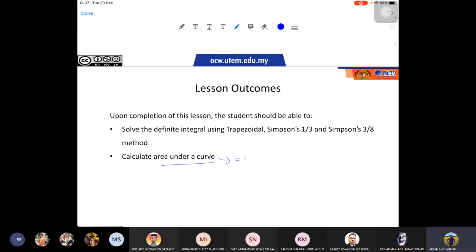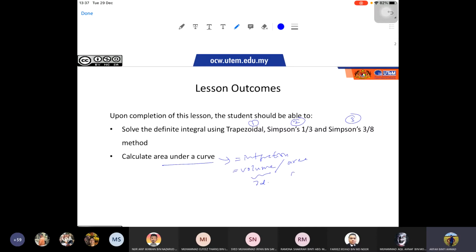Yang ini adalah integration. Dan kalau awak ambil engineering maths 2 nanti, area under the curve ni sama dengan volume of a solid. Okay? Atau luas lah, area, luas. Yang ini nanti kalau awak ada 3 dimension. Okay? Later on you will see. So kita akan belajar 3 method, trapezoidal rule, Simpson rule dan juga Simpson 3/8 rule.